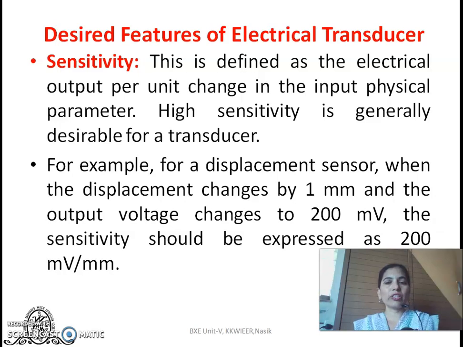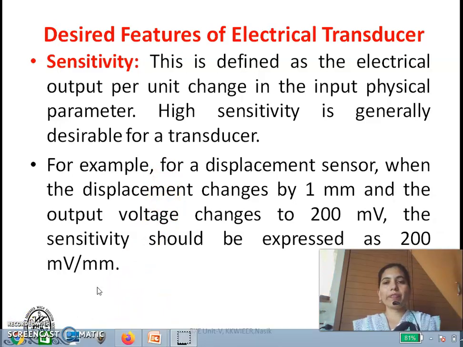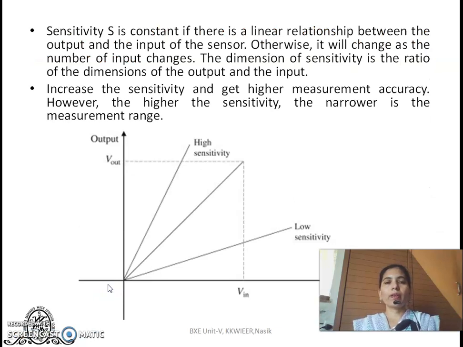For example, if we have a displacement sensor and the displacement changes by around 1 millimeter and it generates an output voltage change of 200 millivolts, then the sensitivity of this particular sensor is 200 millivolts per mm. So if a sensor has a linear relationship between the input and the output, then the sensitivity is a constant, because if it is y = mx + c, then dy/dx is m, that is the slope, which is constant. However, if it is not a linear relationship, then the sensitivity changes with the input.